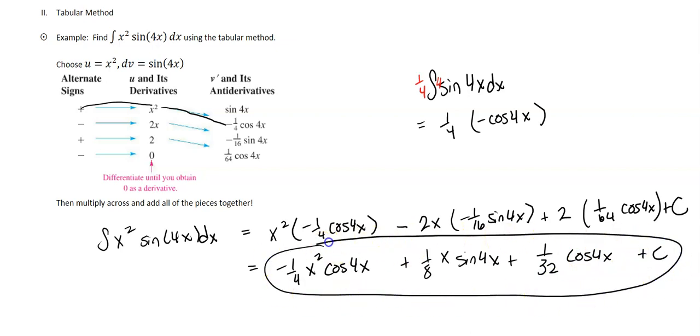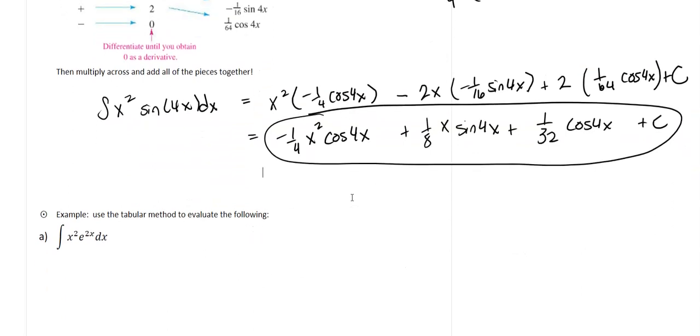And if you follow the last video and do integration by parts multiple times, you would see that you would get the same exact answer. Keep in mind, you can only do this if u differentiates to 0 eventually. So let's look at some examples.